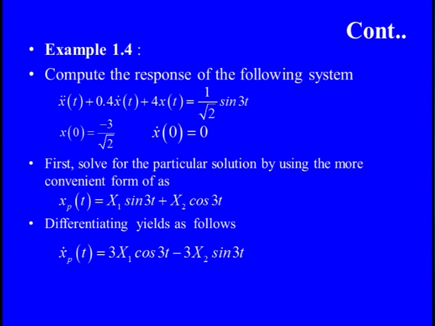Then we can find the derivatives of this displacement, that is, the velocity and acceleration terms. Differentiating once, the velocity x dot t equals 3x1 cos 3t minus 3x2 sin 3t. Differentiating again for the acceleration, we have x double dot p of t equals minus 9 x1 sin 3t minus 9 x2 cos 3t.